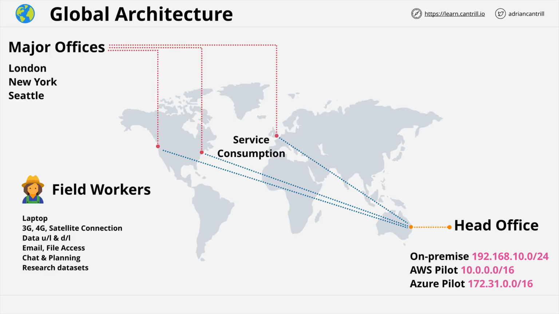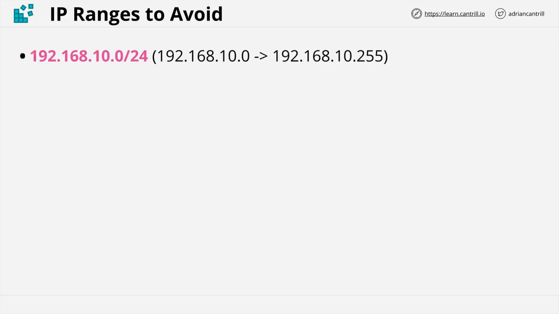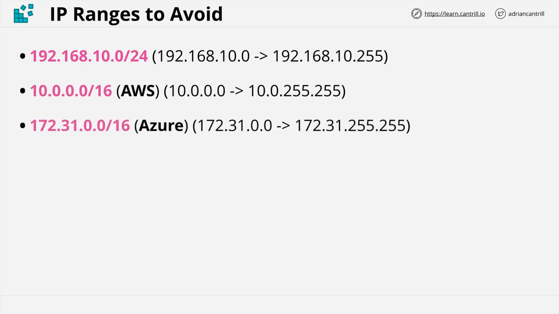And this information that we have here is our starting point, but we can obtain more by asking the business. Based on what we already know, we have to avoid 192.168.10.0/24, we have to avoid 10.0.0.0/16, and we have to avoid 172.31.0.0/16. These are confirmed networks that are already in use. And let's also assume that we've contacted the business and identified the other on-premises networks which are in use by the business.